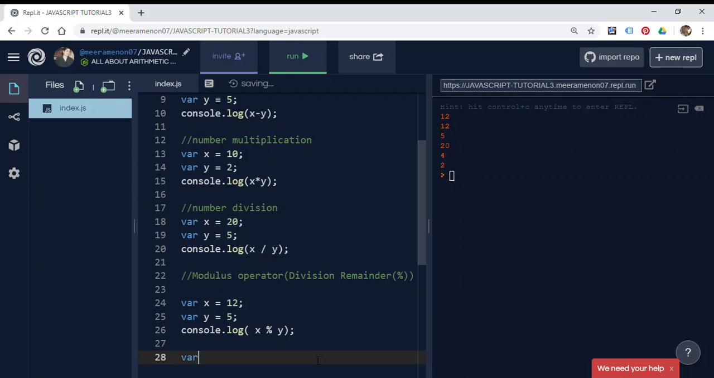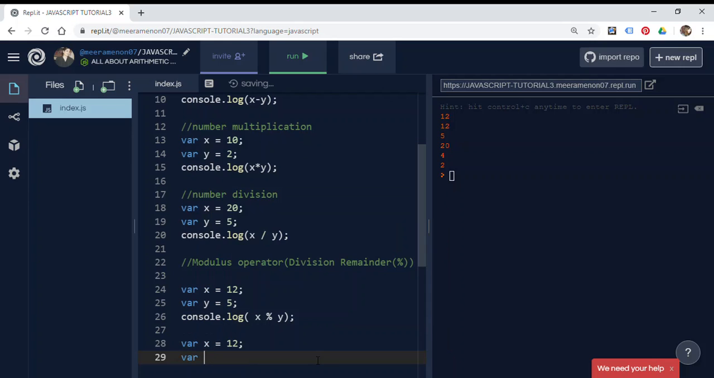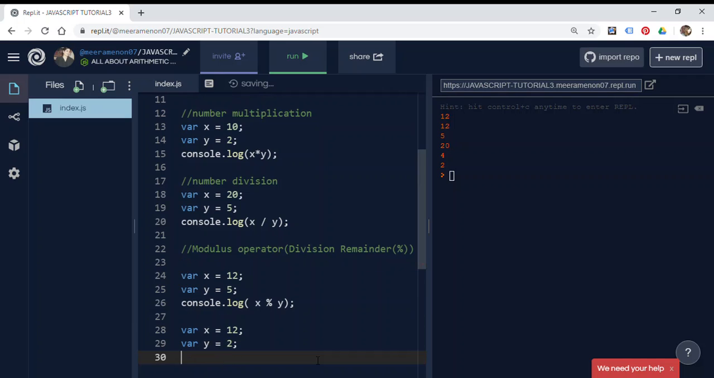Let's say var x equal to again 12, variable y equal to, let's say 2 in this case. Okay, what would be the remainder in this case? Nothing, right? Because 2 6 are 12. 12 divided by 2 gets you no remainder. It's completely divisible.